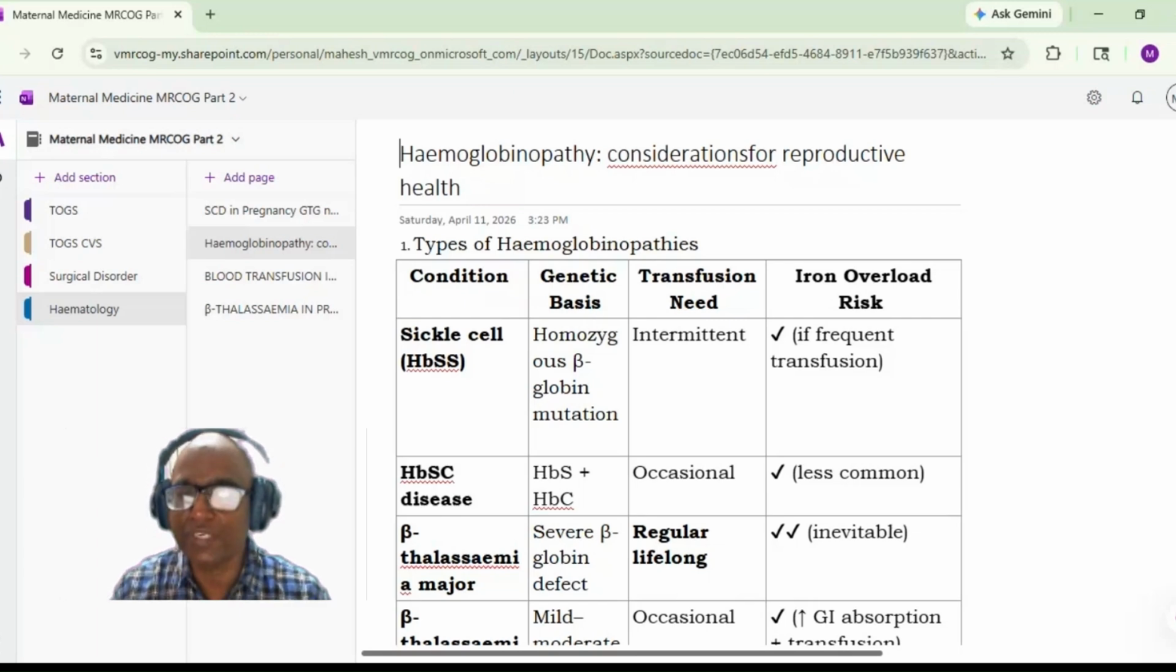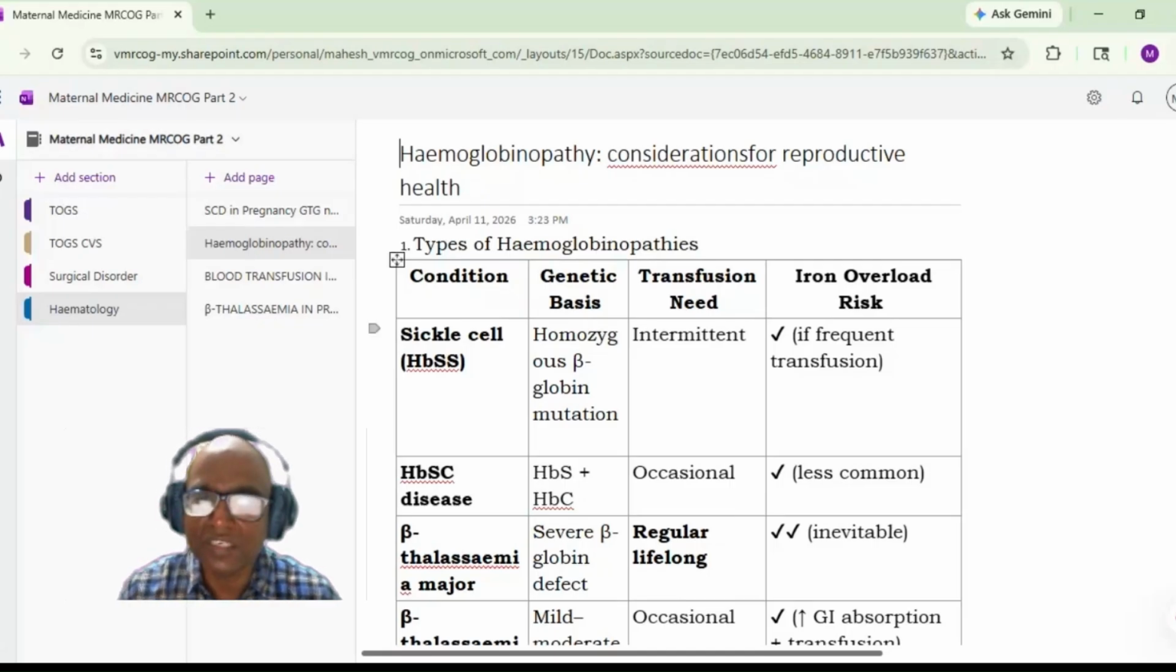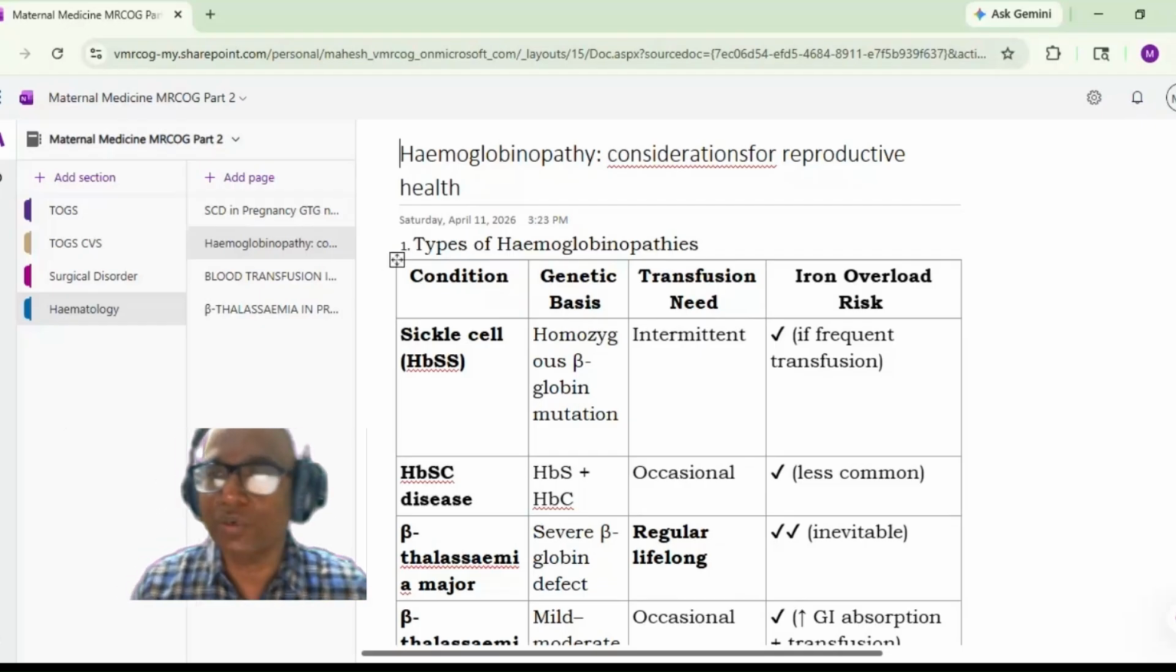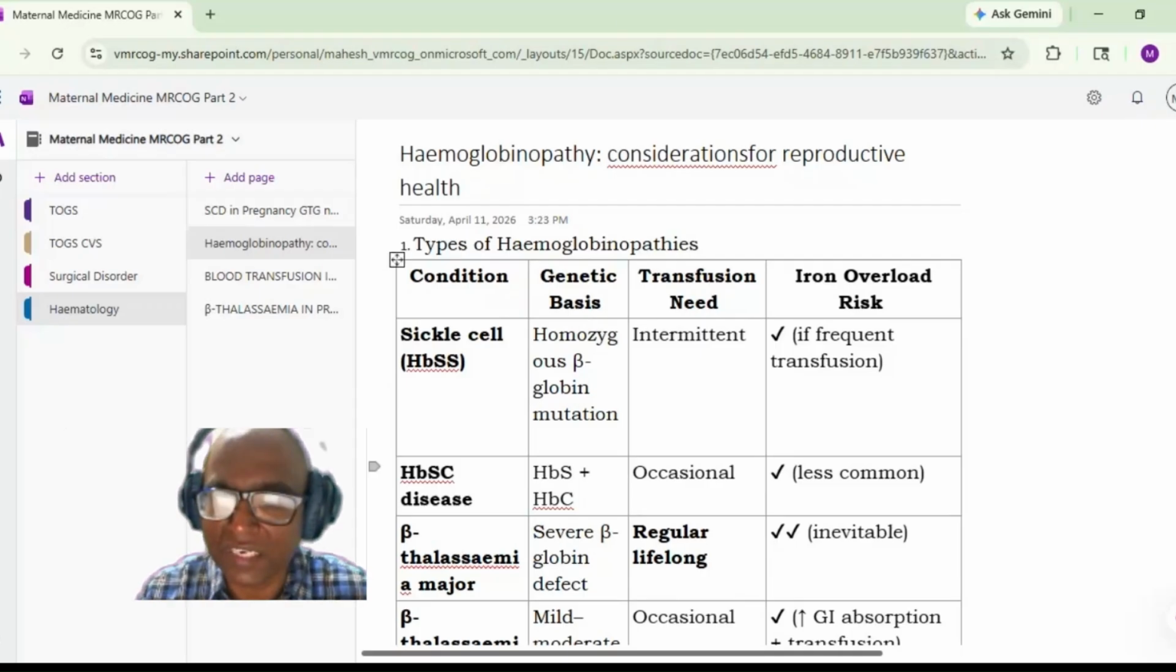So before going into the detail, let's see the types of hemoglobinopathies. Two things we have already discussed in our lectures. One is beta thalassemia, second is sickle cell disease. Sickle cell disease is a homozygous condition, so a homozygous beta globin mutation is there. It is denoted as HbSS. These patients require intermittent transfusion, and depending upon the frequency of transfusion, there will be iron overload. Then we have another condition, a heterozygous condition, HbSC.